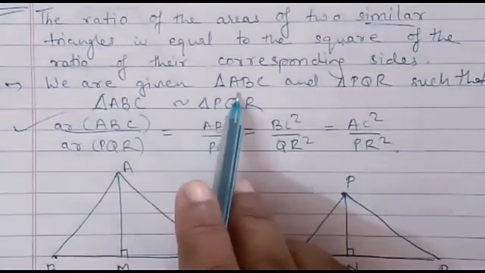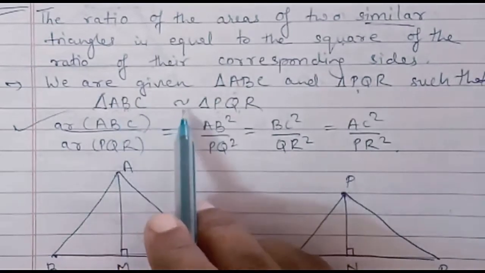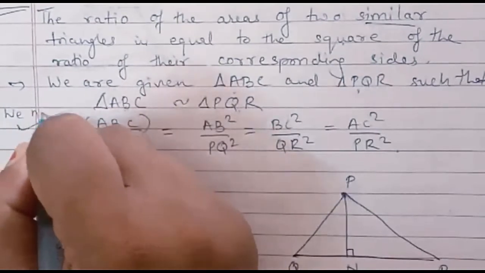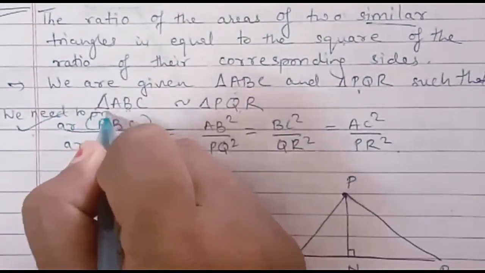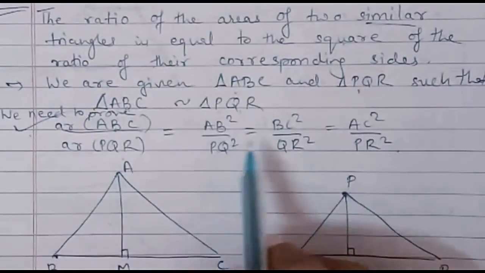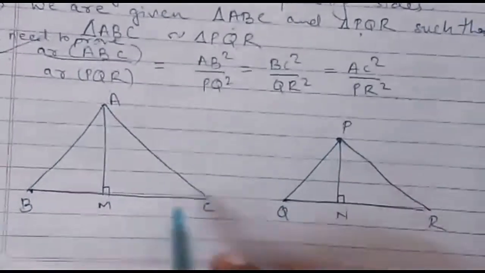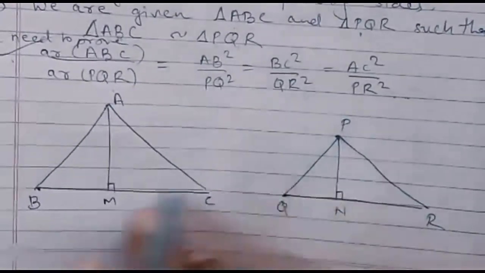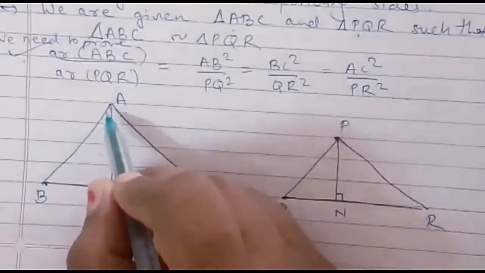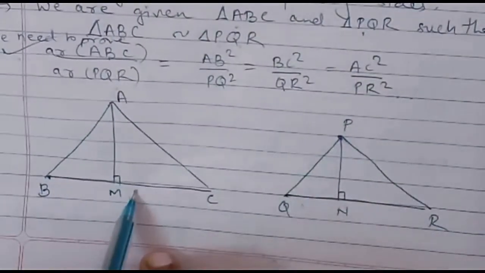Now we are given triangle ABC and triangle PQR such that triangle ABC is similar to triangle PQR. We need to prove, this is to be proved. So we need to prove area of triangle ABC by area of triangle PQR is equal to AB square by PQ square, and so on. So let us draw figure of two similar triangles. Similar means it is not necessary that they are equal in measure, but their ratio of the corresponding sides should be equal. Let us assume AM be the altitude from A to the base BC for triangle ABC.